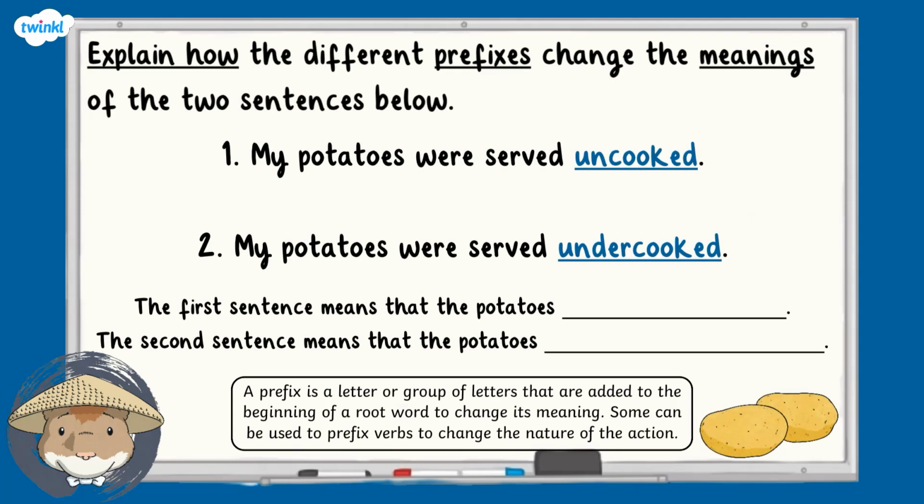Let's try this next question, which asks you to explain how the prefixes change the meaning of the verb cooked in the two sentences. Sentence starters have been given to help you structure your answer. My potatoes were served uncooked. My potatoes were served undercooked. The first sentence means that the potatoes... The second sentence means that the potatoes... Pause the video here and have a go on your whiteboard piece of paper or be ready to say your answer out loud.